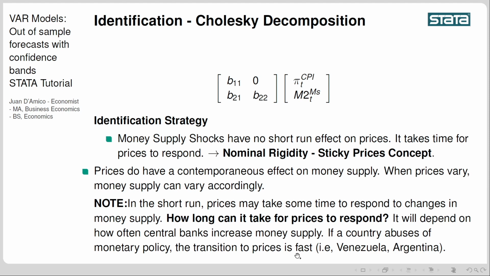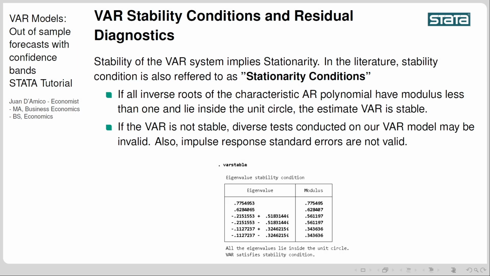We can think about countries like Venezuela right now or Argentina, where the inflation, the CPI, in Argentina is around 100% yearly. So those countries, of course, are going to have a quick transition to prices whenever they increase money supply. So far, we have estimated the model.